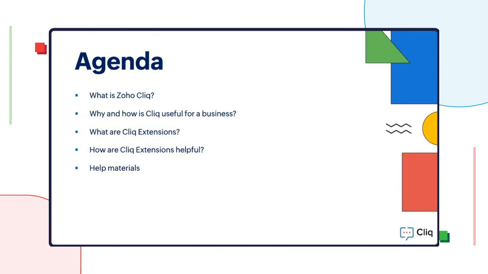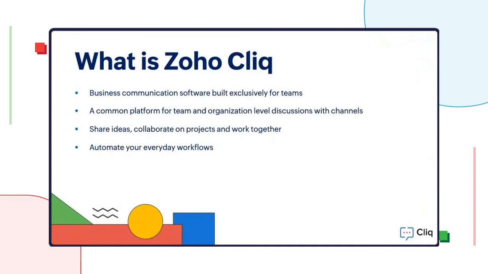Let's just move on, and I'll tell you what Zoho Cliq is. So basically, Zoho Cliq is a business communication software. It is also a collaboration platform. It is built exclusive for businesses where teams can get together, collaborate, discuss, and communicate with each other to actually get things done.